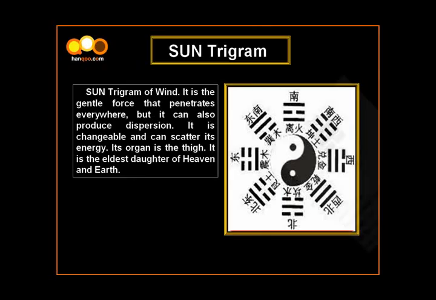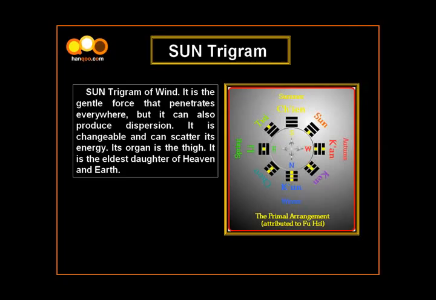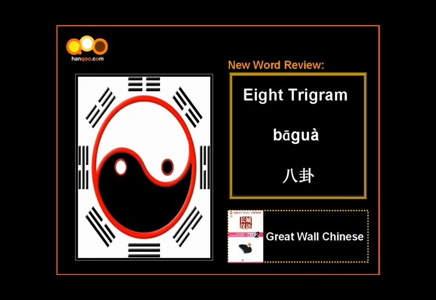Xun trigram of wind. It is a gentle force that penetrates everywhere, but it can also produce dispersion. It is changeable and can scatter its energy. Its organ is the thigh. It is the eldest daughter of heaven and earth.